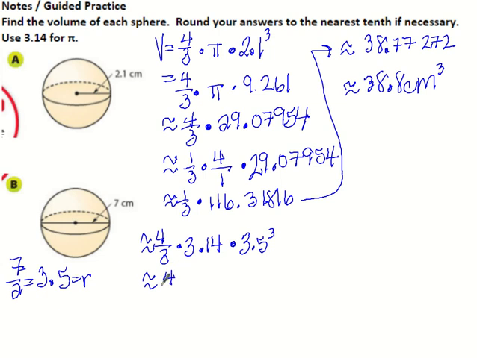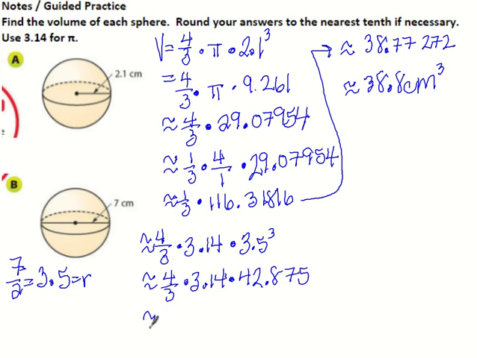So about 4/3. So I'm going to cube my radius, 3.5 cubed is 42 and 875 thousandths. We have to keep all of our decimals. I'm going to times that by 3.14.